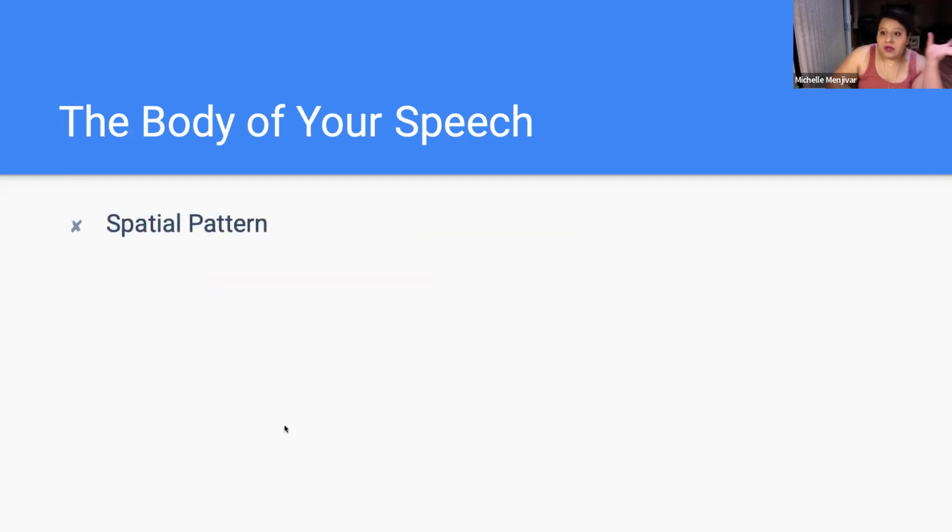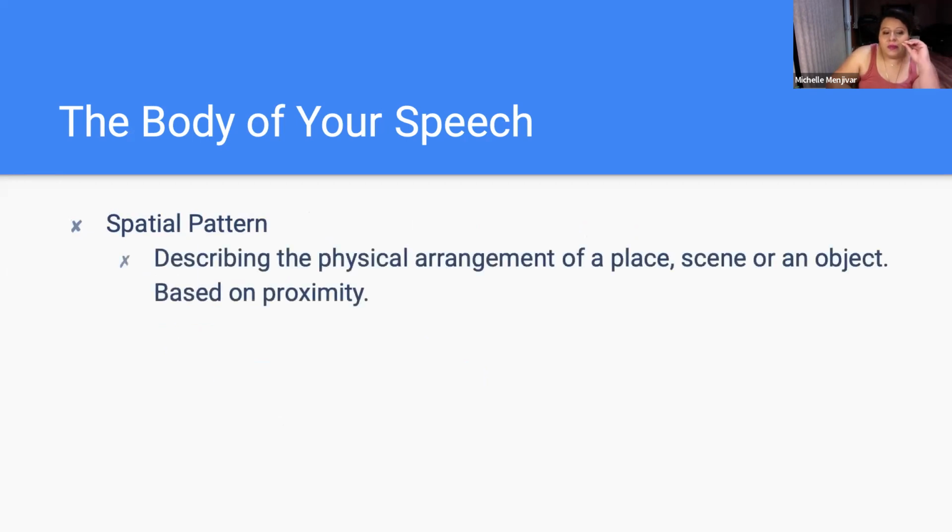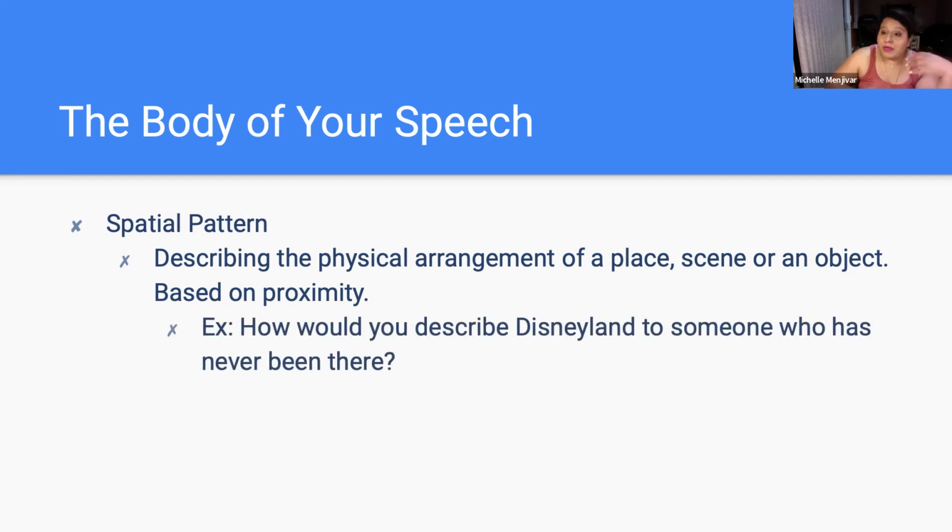The next pattern is called a spatial pattern. A spatial pattern is really good for the physical arrangement of objects, or if you're talking about space. So for example, if you were to describe Disneyland to a person who has never been there, your first main point can be: if you go straight ahead, you will see the Princess Castle. If you go to the right side, you will see Tomorrowland. If you go to the left side, you will see Frontierland. And that serves as the guide for your main points in the speech. Again, spatial pattern works really well when it has to do with spaces and proximity.